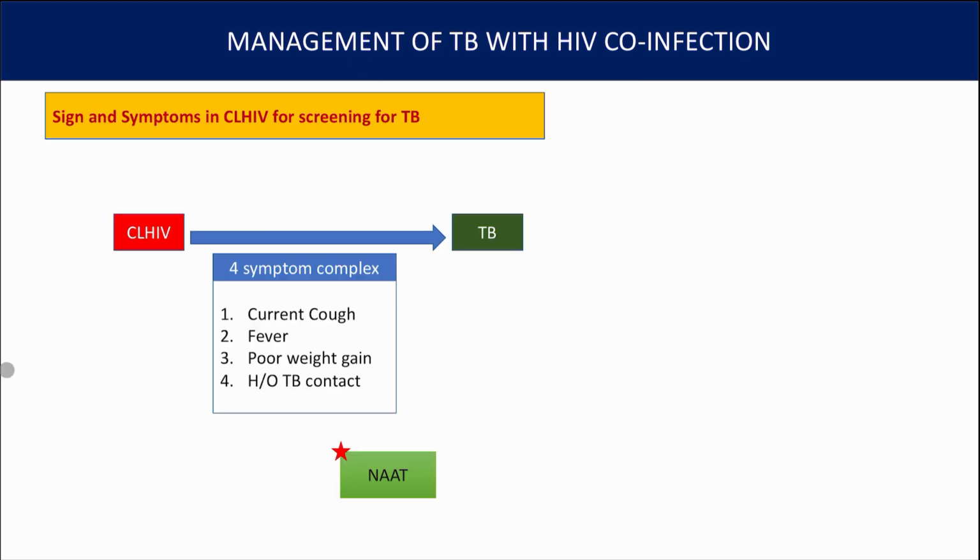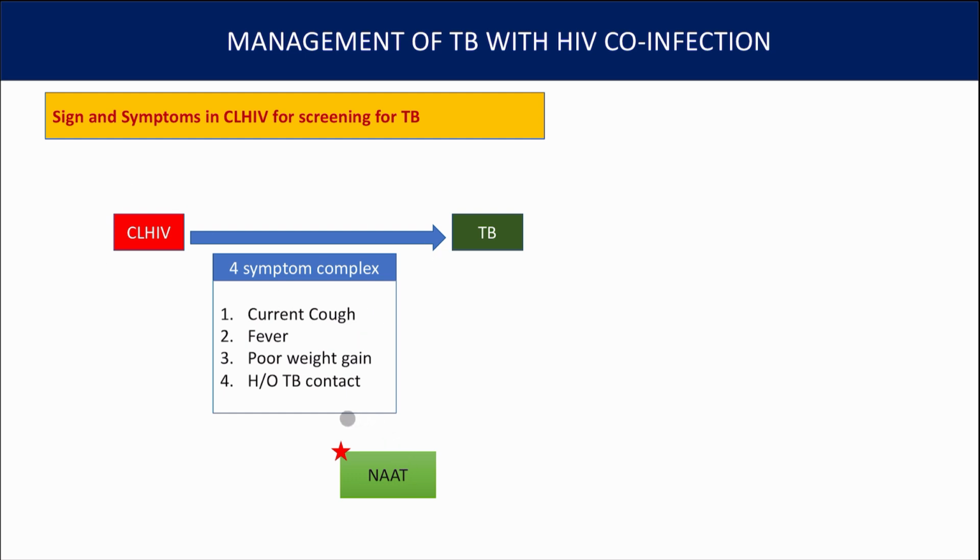Okay, suppose a child is HIV positive, that is CLHIV, which means child living with HIV. In CLHIV, of course, we need to find out whether TB is present or not. Here we have to ask for 4 symptom complexes. Number 1 is current cough, fever, poor weight gain, which we have already discussed, and history of TB contact. If these 4 symptom complexes are present, we consider it a presumptive TB in case of CLHIV.